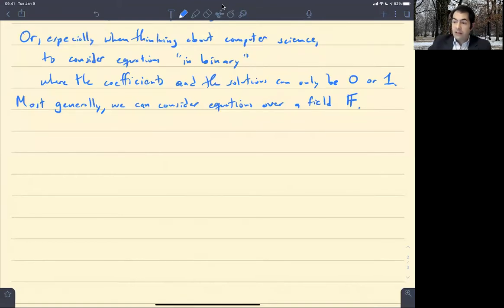Right, so that's not to say that you can't consider equations with more general coefficients, but you would have to use slightly different methods, or greatly different methods, depending on how general you go. But as long as we're working over a field, the methods we use to solve the equations are going to be pretty much the same, as long as we keep track of what field we're working on. Okay, so what is a field?